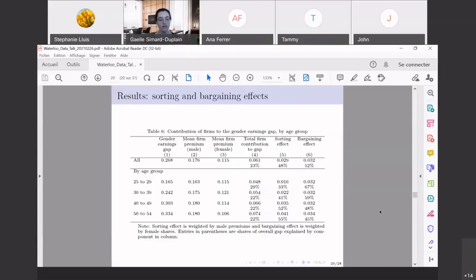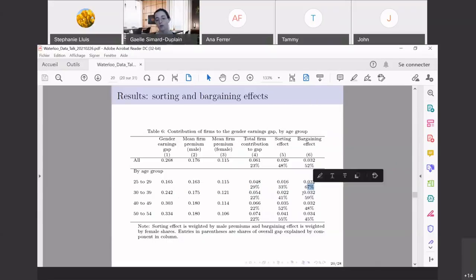Now, if you look at this by age group, we've broken it down into 25 to 29, 30 to 39, 40 to 49, and 50 to 54. First of all, the gender earnings gap, in column 1, increases by age group. This is fairly standard. But what's perhaps even more interesting is that the contribution of firms is particularly large for the younger age group. And bargaining is particularly large for the younger age group.